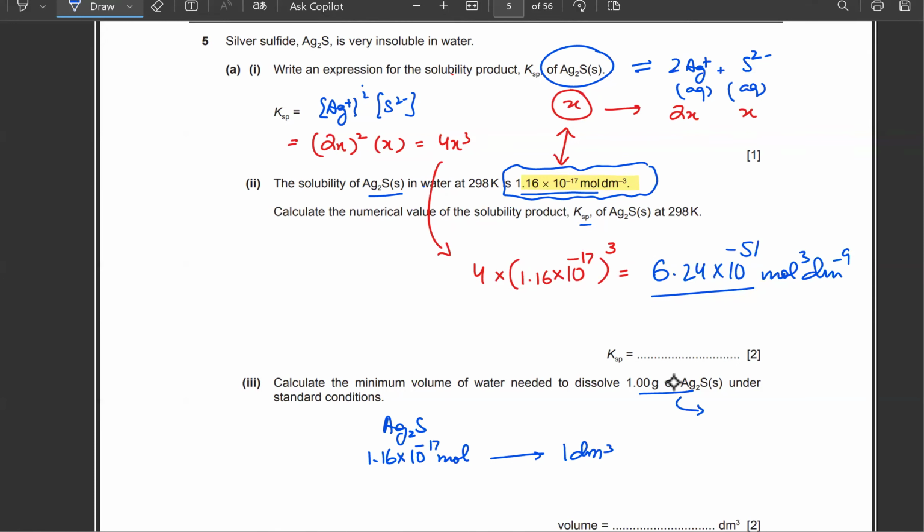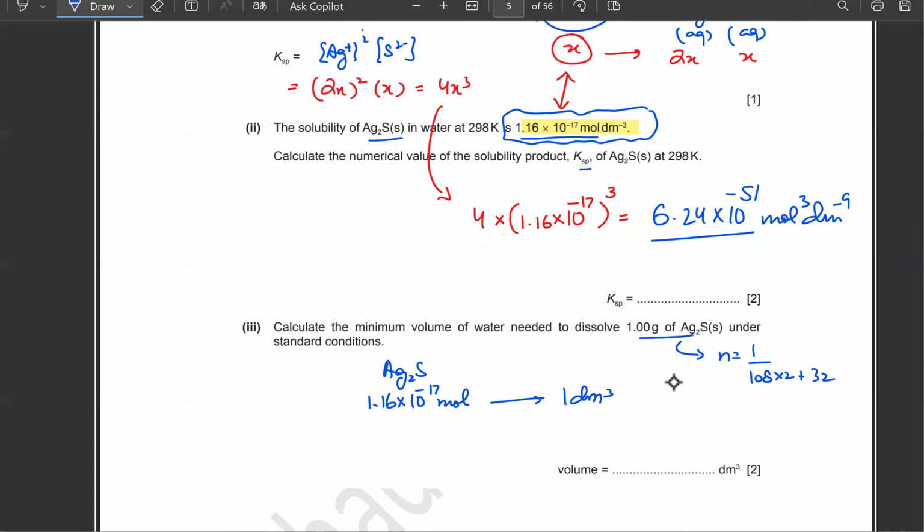So I need to figure out, if I want to dissolve this amount, how much water do I need? I'm going to convert that into moles first: mass divided by molar mass. So 1 gram divided by the molar mass of Ag2S. I think silver is 108. Let me confirm. Yes, sir, 107.9. So 107.9 times 2, and sulfur is 32.1. You should take it as 32.1. I'm just doing this quickly. So how many moles do I get? 4.03 multiplied by 10 to the power minus 3.